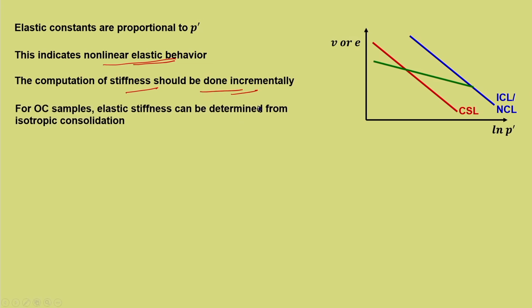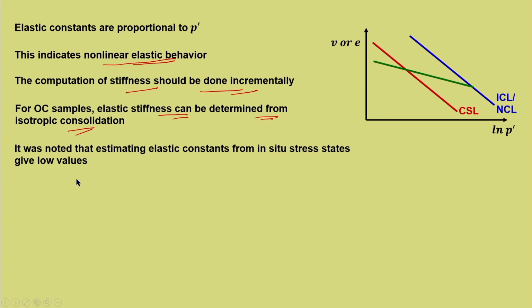For OC samples, the elastic stiffness can be determined from isotropic consolidation, because we know it would follow the loading unloading line. And why should we not have the elastic modulus for normally consolidated? Because that is going to exhibit elastoplastic behavior. When we say elastic response, we know that it is mostly relevant for OC samples.